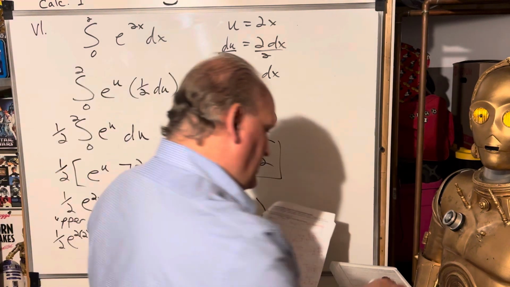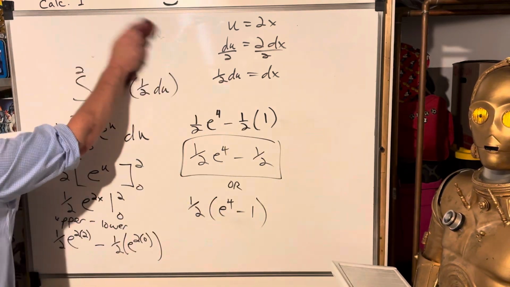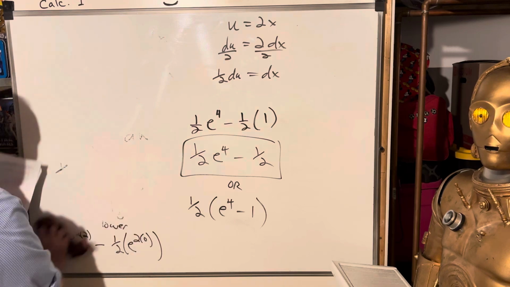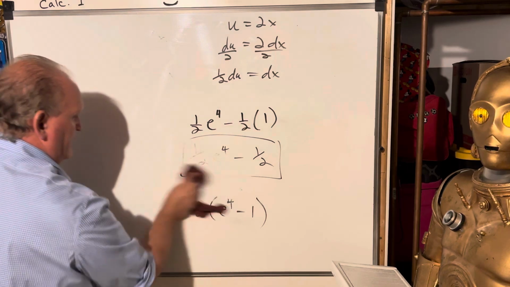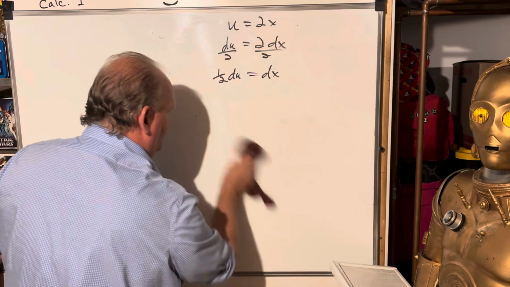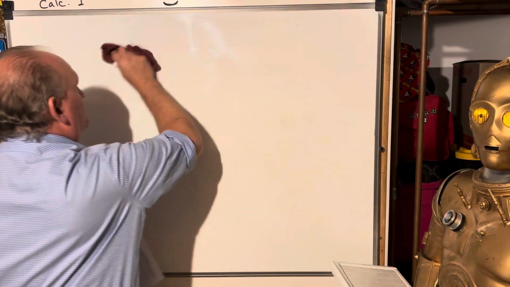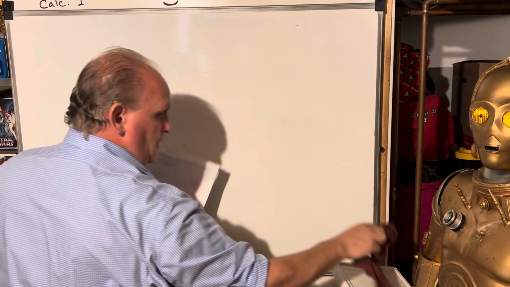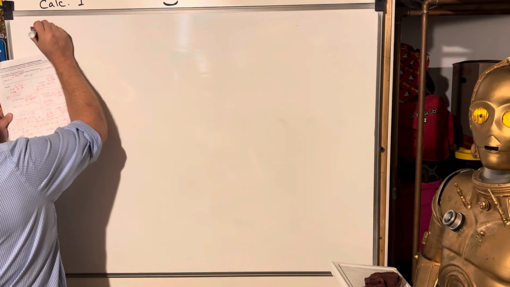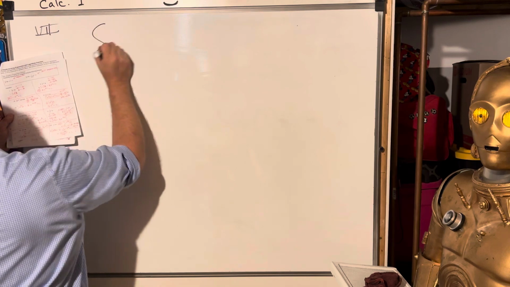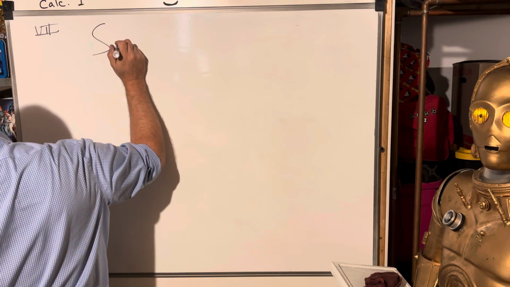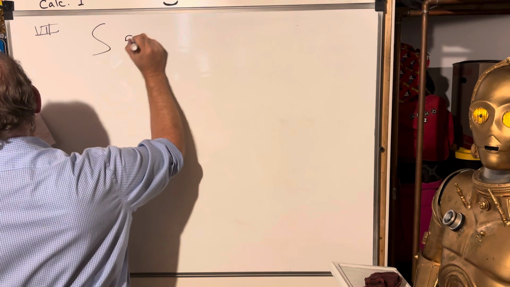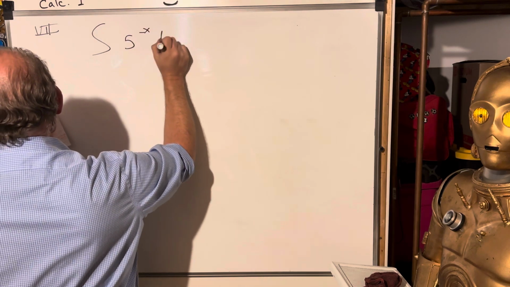Lovely. Let's look at the bottom of page 31. 2 more problems here. Well, that was the only definite integral we had to work with. We got the integral of 5 to the negative x dx.